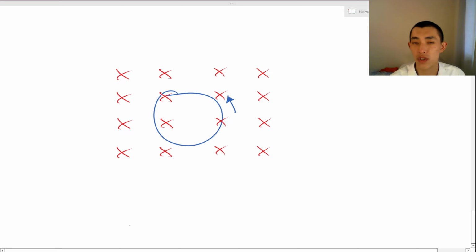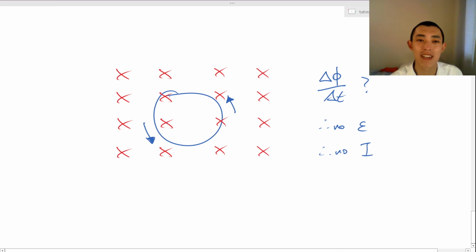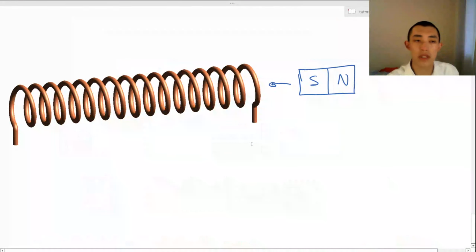This is actually a trick question, because let's have a think about this. Is there a change in flux over time? No, because we can see that even if we spin it, right, we're still gonna have 1, 2, 3 flux lines inside. There is no change in flux. So there's no EMF, therefore no current. It's a trick question. Let's have a look at another question. Let's have a look at this question.